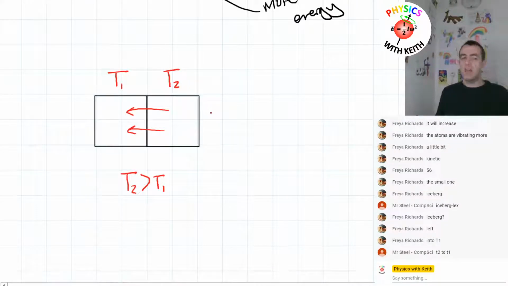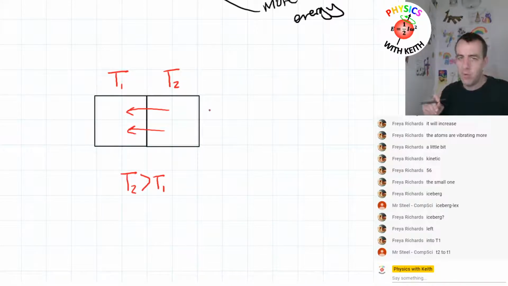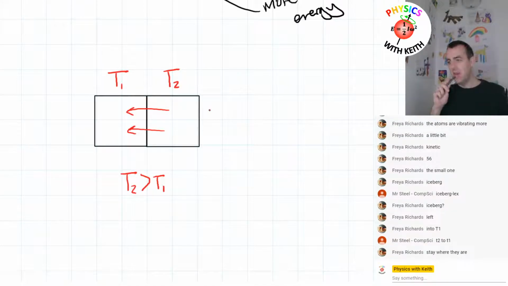Which direction are the particles going to move? Yep, Lex agrees, T2 to T1. Which direction are the particles going to move? I'm hoping you're all getting confused by that question. They can stay where they are. Of course they are, Freya. They can stay where they are. They're shaking, but they're going to stay where they are.